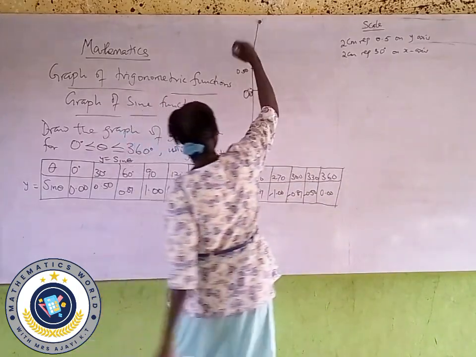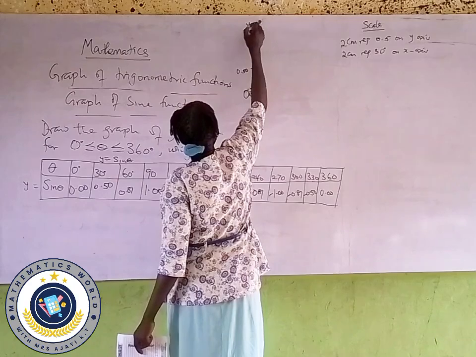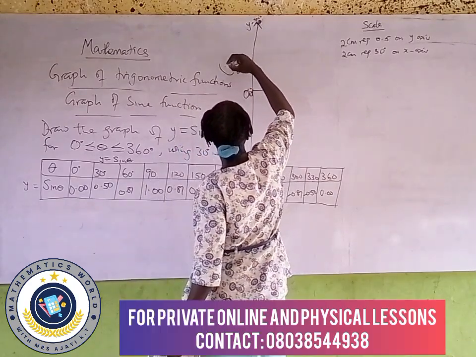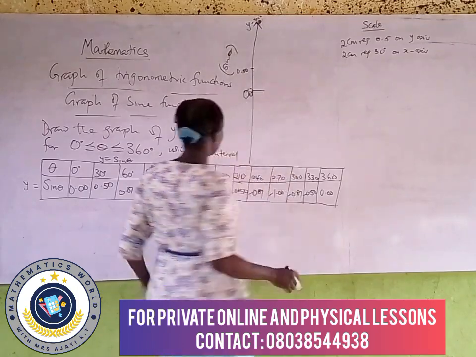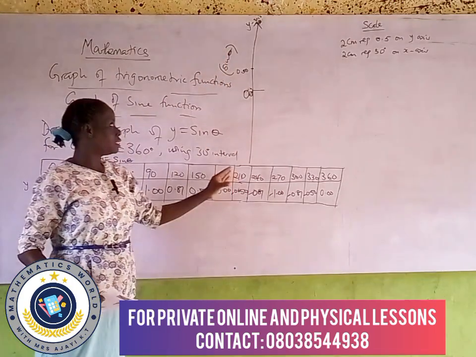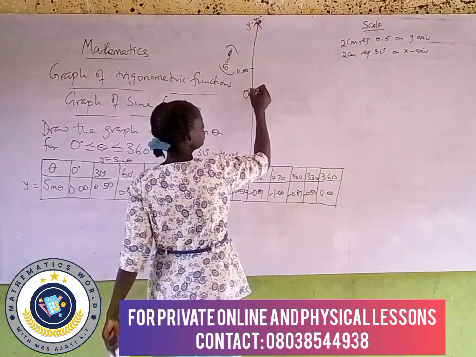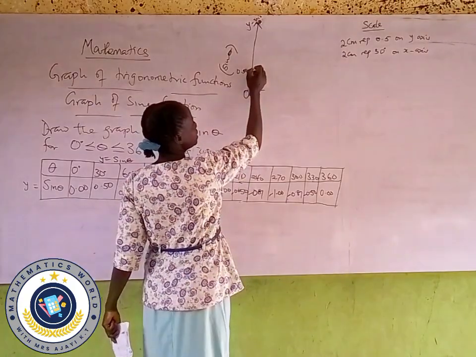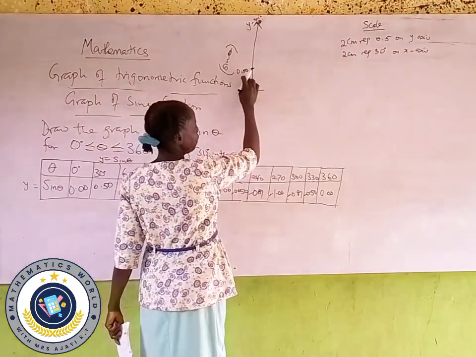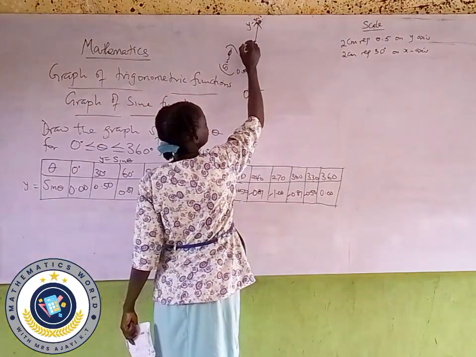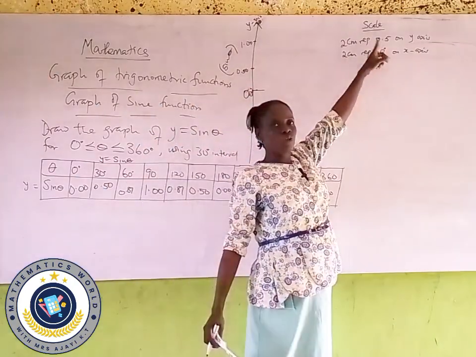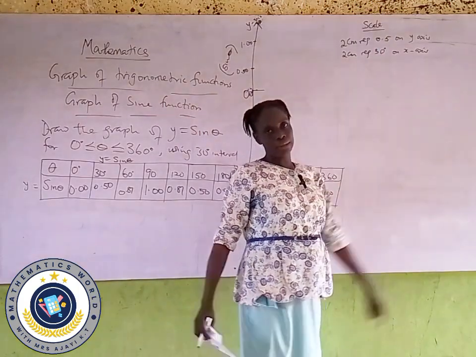So this place is y. We all know that this is the y-axis, which you can also call sine theta. Don't forget, we are plotting the graph of y equals sine theta. So if this is the origin, you have the next thick line, which is 2 centimeters. You put 0.5 there. Then the next thick line will be 1.00. Don't forget, 2 centimeters is representing 0.5 on the y-axis.